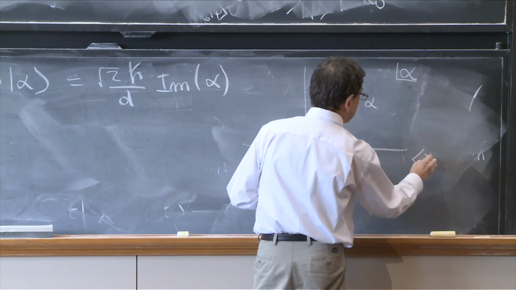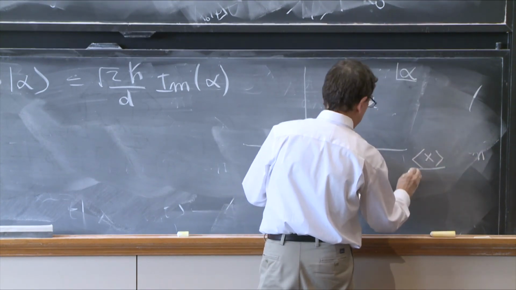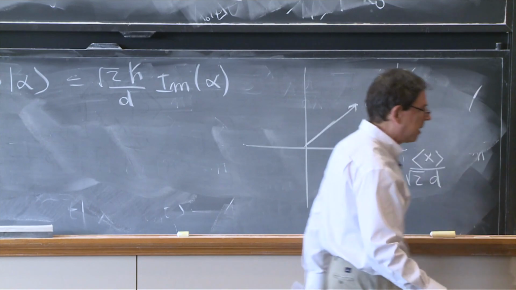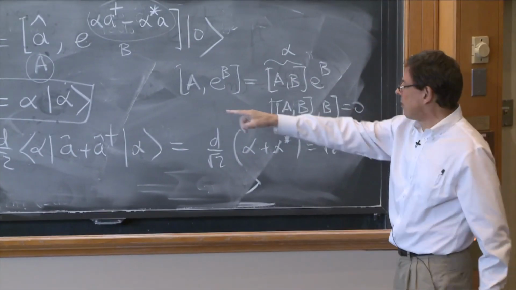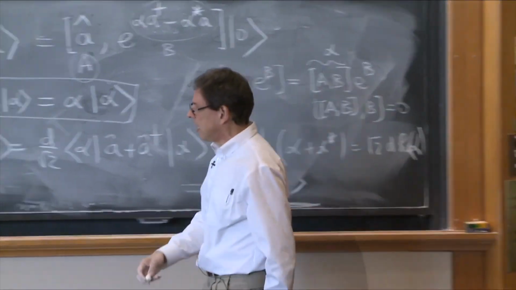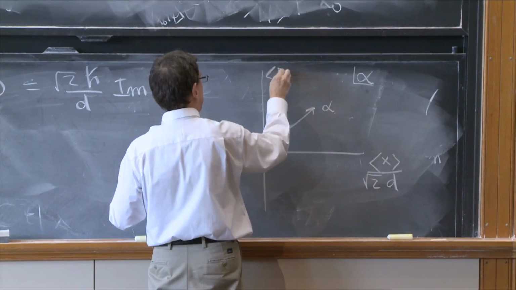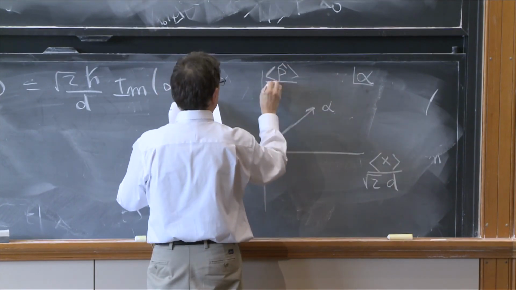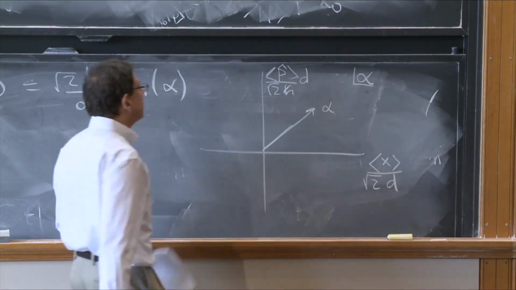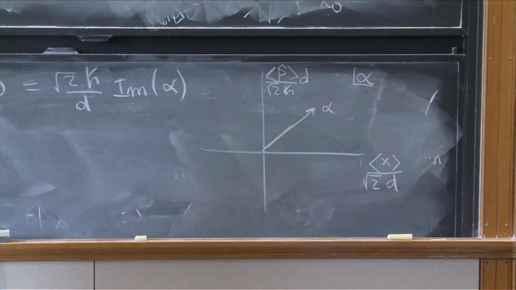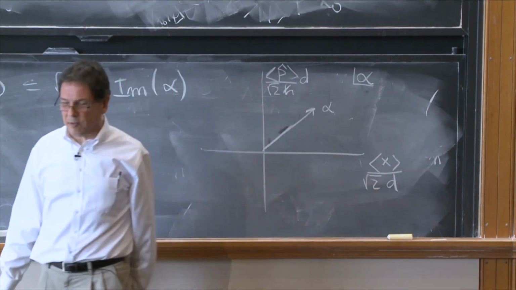On the x-axis, the real part of alpha is the expectation value of x over square root of 2d. And the imaginary part of alpha is the expectation value of p over square root of 2 h bar d. And there it is, your state at time equals 0.